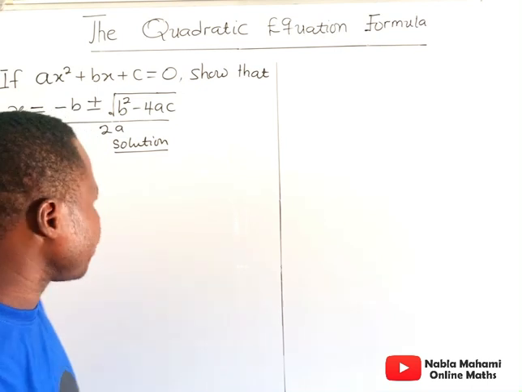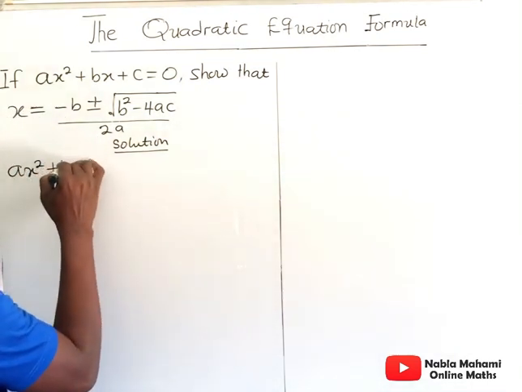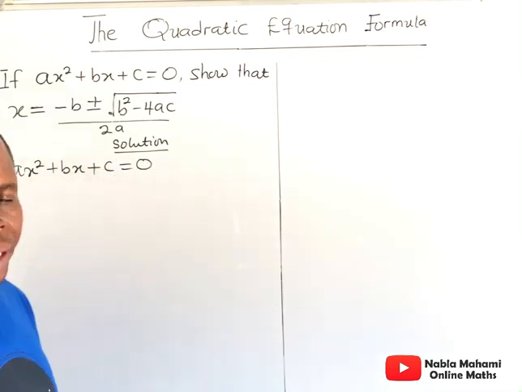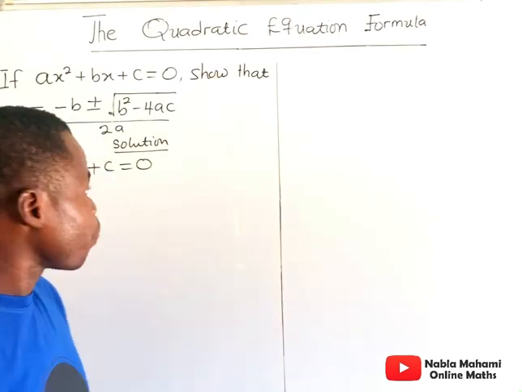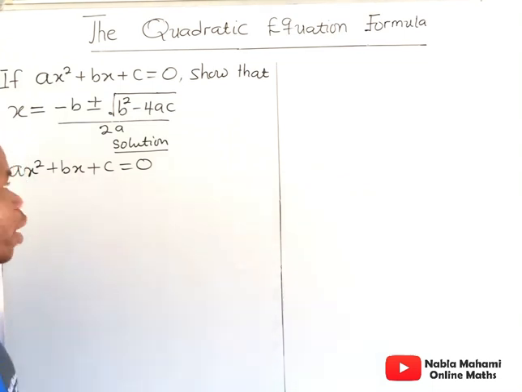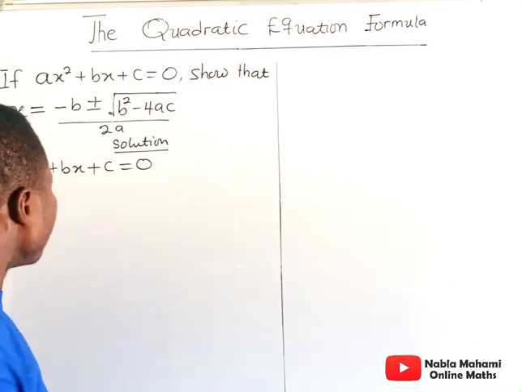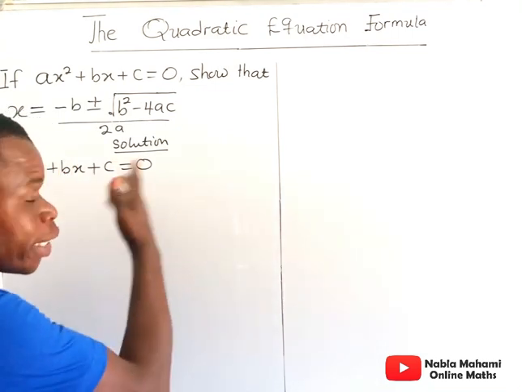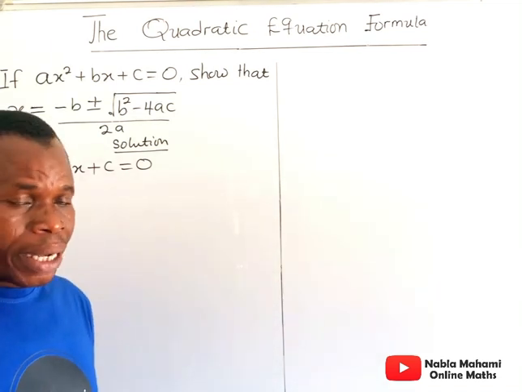What it means is that if I have ax squared plus bx plus c is equal to 0, which represents the general quadratic equation, and we are asked to use this particular equation to solve for x, meaning after solving, x will be equal to what we have in the right hand side here. Then to do this, there are some steps that you are supposed to follow before you can get x to be equal to this. So let's follow the steps one after the other.